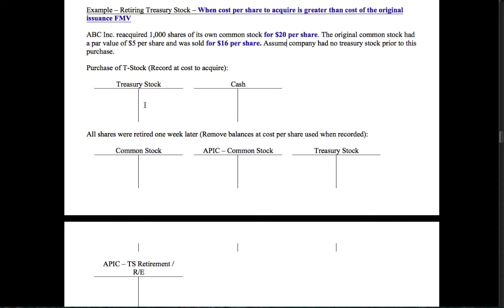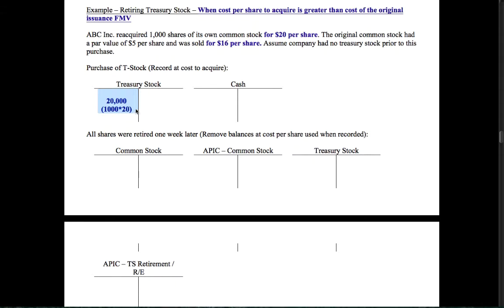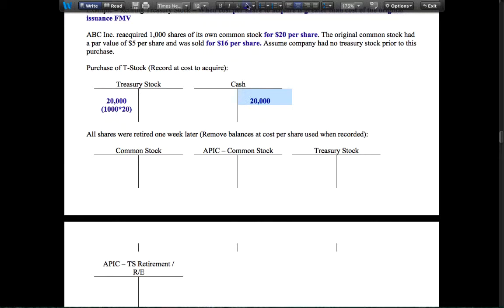So at the cost to acquire, we need to make an entry. And then first we need to record what we know at treasury stock, which is 20,000. We know that we need to reflect the 1,000 shares times the cost that we paid to acquire them, because that is how you do the cost method under treasury stock. And we paid the cash as well to reflect that balance.